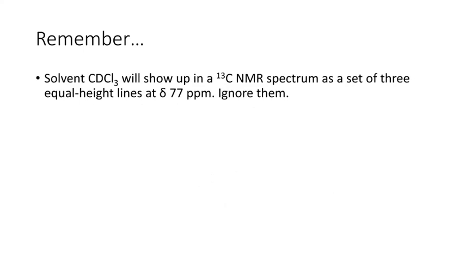Solvent, CDCl3, for example, will show up in the C13 NMR because it has carbon in it. And that carbon, that solvent, has some C13. And in the particular case of CDCl3, what we see is a set of 3 equal height lines at 77 parts per million. You have to ignore them.